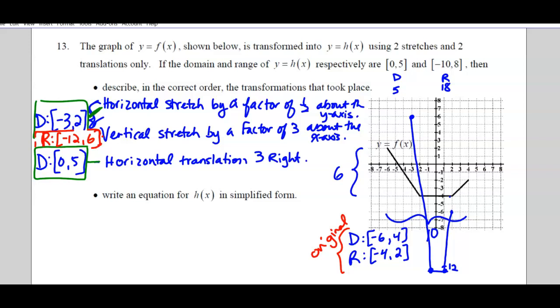And we need it to be from -10 to 8. So 6 up to 8 is add 2, -12 plus 2 is -10. So we need a vertical translation of 2 up. So you have all of those descriptions written out. Now write the equation of h of x in a simplified form.